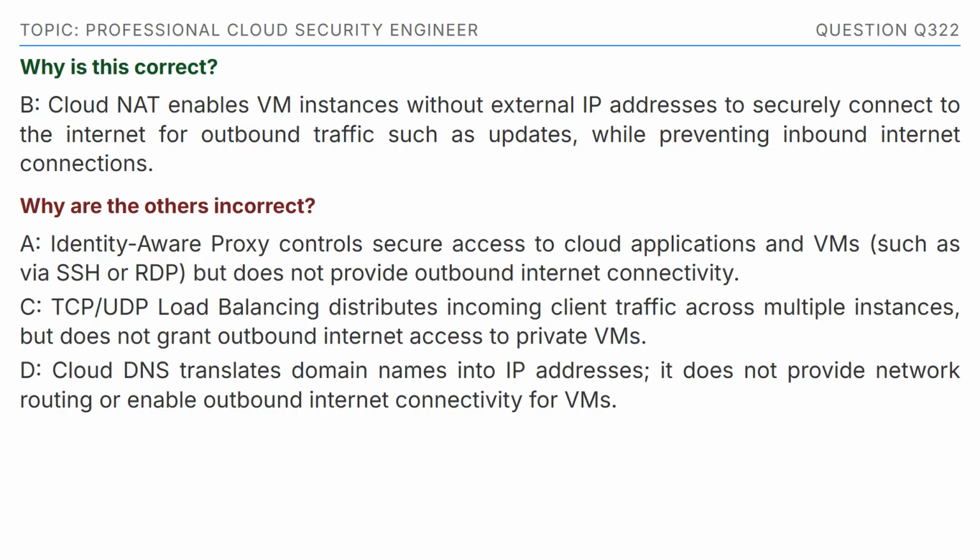Why are the others incorrect? A. Identity-aware proxy controls secure access to cloud applications and VMs, such as via SSH or RDP, but does not provide outbound Internet connectivity. C. TCP/UDP load balancing distributes incoming client traffic across multiple instances, but does not grant outbound Internet access to private VMs. D. Cloud DNS translates domain names into IP addresses. It does not provide network routing or enable outbound Internet connectivity for VMs.